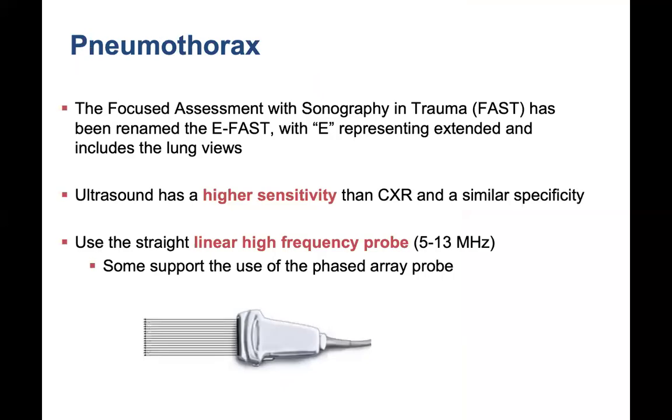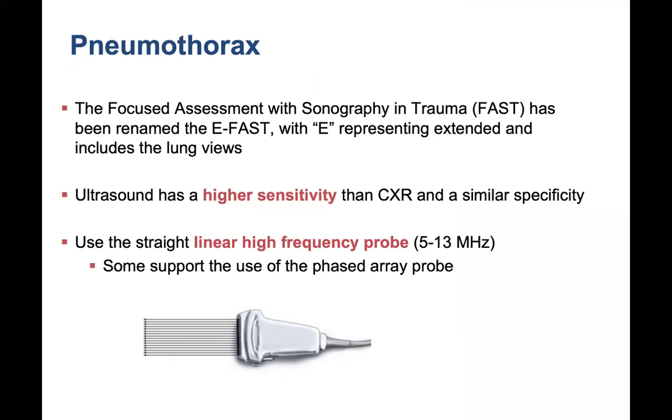Moving on to talk about pneumothorax. The focused assessment with sonography in trauma, or the FAST, has been renamed the EFAST, and the E represents extended views, including the lung views. Ultrasound has a higher sensitivity than chest X-ray and a similar specificity. I prefer to use the straight linear high frequency probe that's pictured here. Some people do use the phased array, but again, I like that higher resolution.